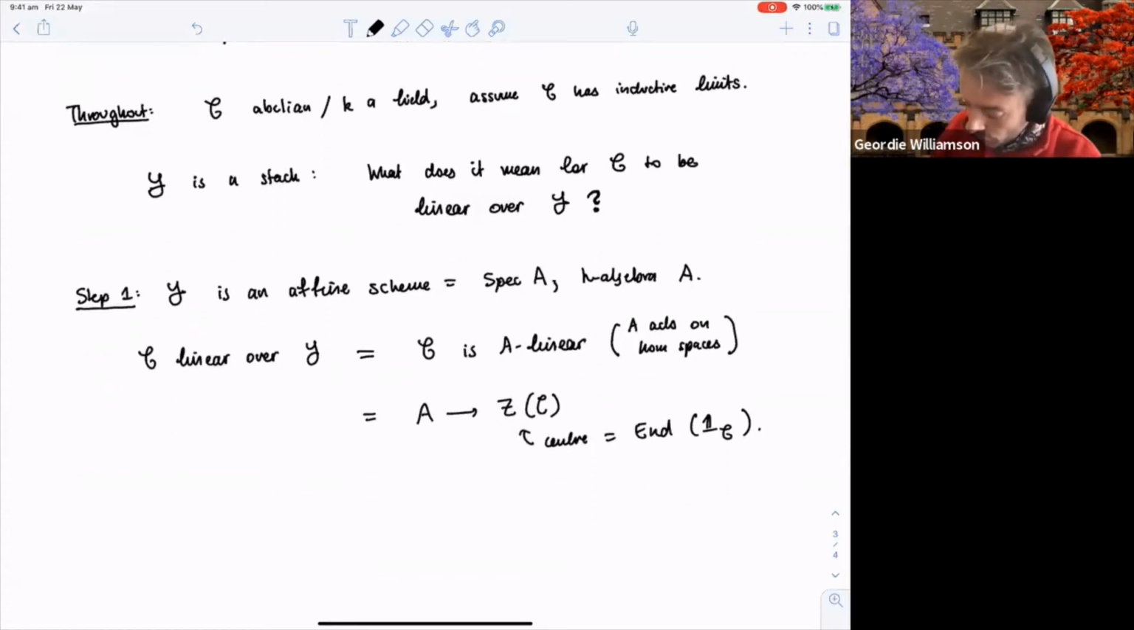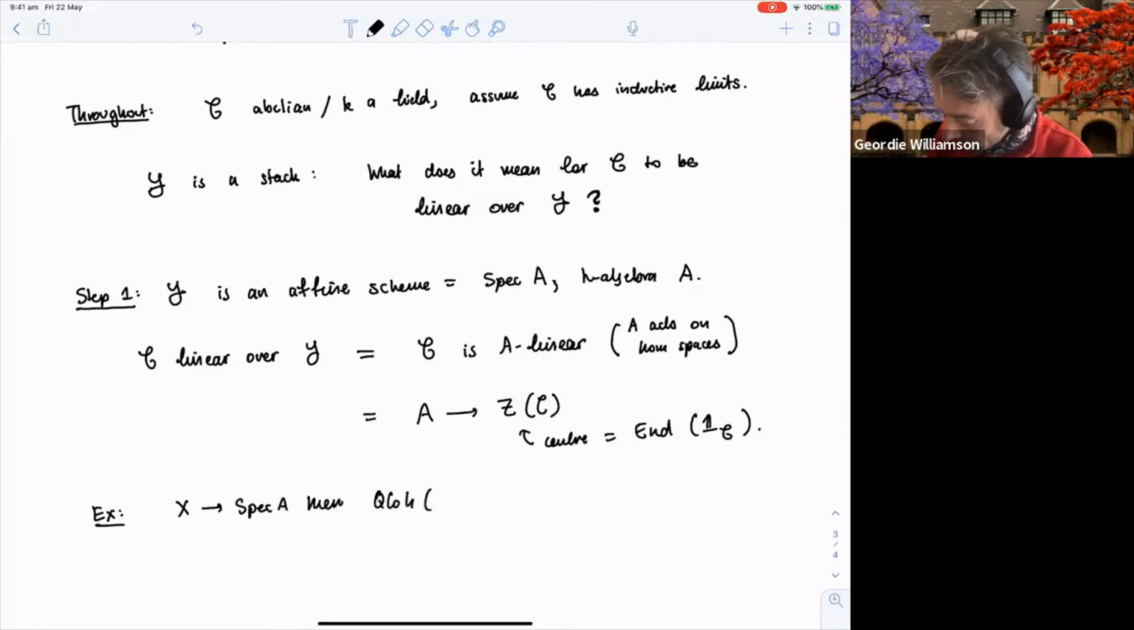And throughout this business, I think it's really important to keep examples in mind. So if X maps to spec A, then quasi-coherent sheaves on X is A linear. So we think about quasi-coherent sheaves as being linear over spec A.